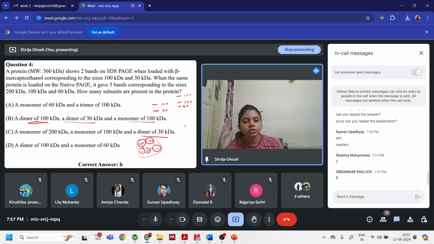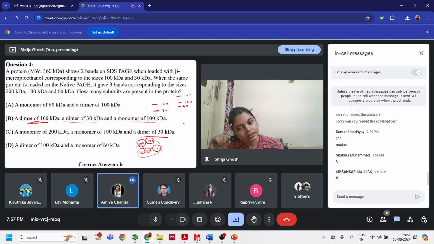Yes, ma'am. But if I'm doing SDS page, knowing that I am giving a 100 kilodalton sample, then it will give a 100 kilodalton band. Compared to this, this 100 kilodalton will have a thicker band. Yes, yes, the intensity of the band can be thicker or thinner based on the number of molecules.